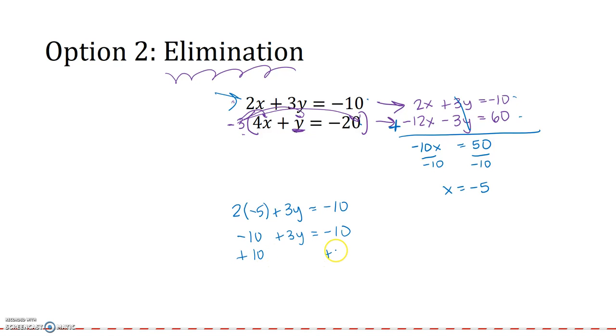I'll add the 10 to both sides. So they cancel from here. -10 plus 10 is 0. I'm going to divide both sides by 3. Y still equals 0.